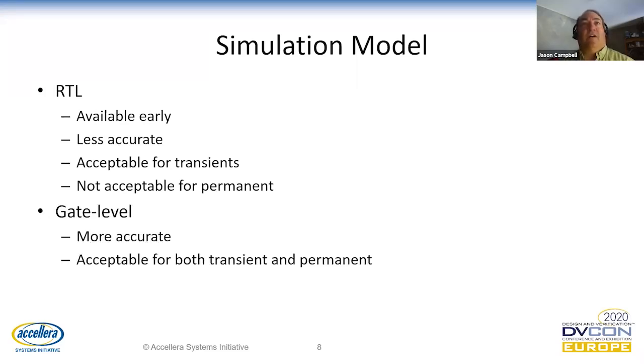So a gate level model is more accurate because it's basically what is going to be implemented in the silicon or very close to it. And it can be used for both transient and permanent. It also has an advantage as well when it comes to runtime. I'll talk about the runtime differences between these two models a little bit later.